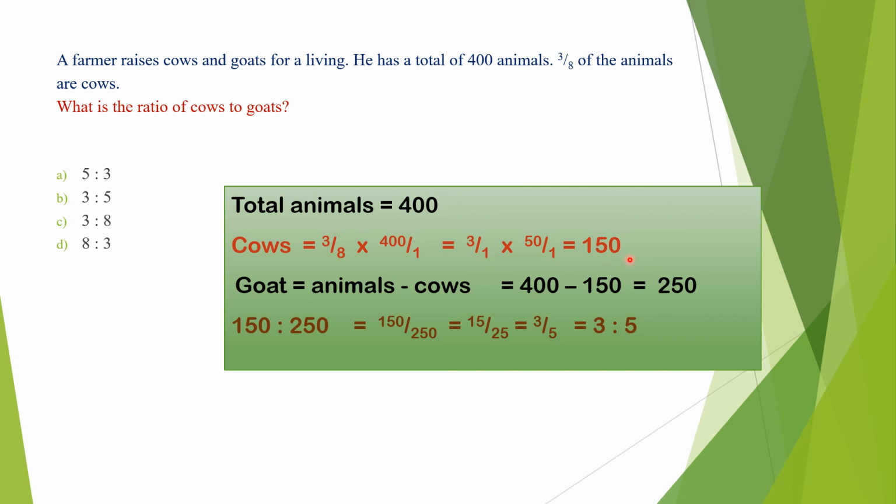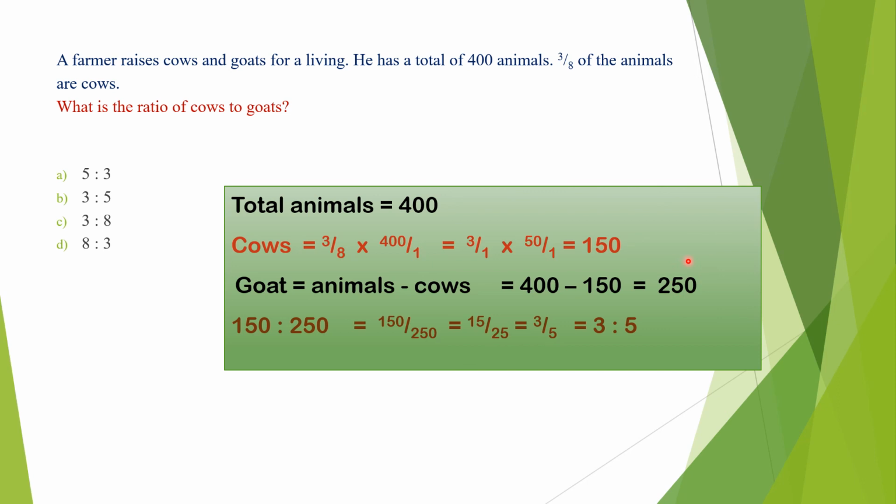Now, to find out how many goats the farmer has, all we need to do is, goats is equal to the total number of animals minus the total number of cows. We know the farmer has 400 animals and he has 150 cows. When you minus 150 from 400, we get 250. So the farmer has 250 goats.